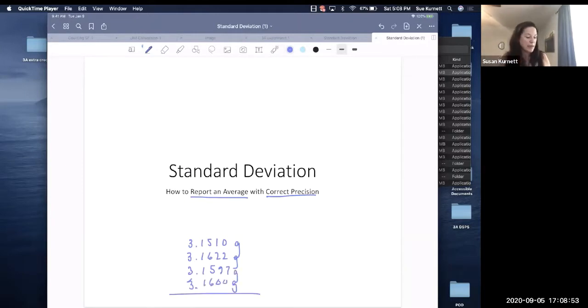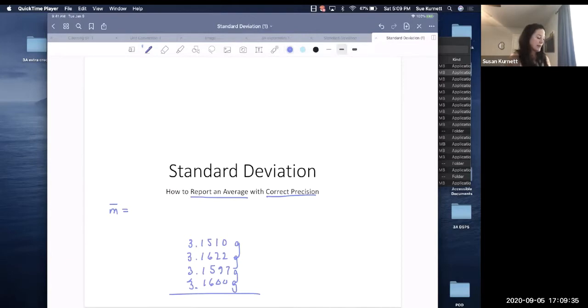And then when we come up with what we call the average, we would take those 4 values, 3.1510 plus the others. So I'm going to add those values together and divide by the number, which is, I added 4 things together. Let me divide by 4 to come up with the average.